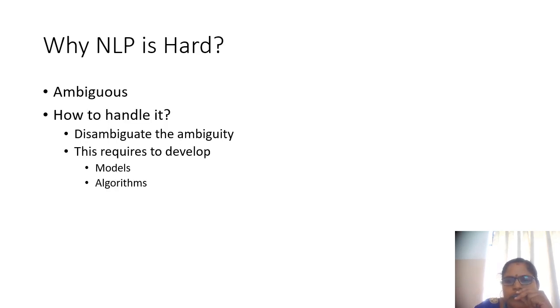Before we get into the subject in detail, the usual start is to say NLP is very hard. So why is NLP very hard? Simple reason, we are handling language. Language is used in multiple ways by multiple persons. So ultimately it is totally ambiguous. So how to handle it? Simple, remove the ambiguity. Recover from the ambiguity. Disambiguate it. How is this done? It requires us to develop models and algorithms.